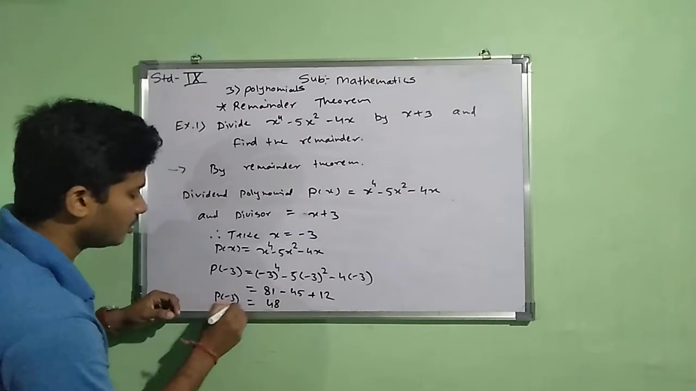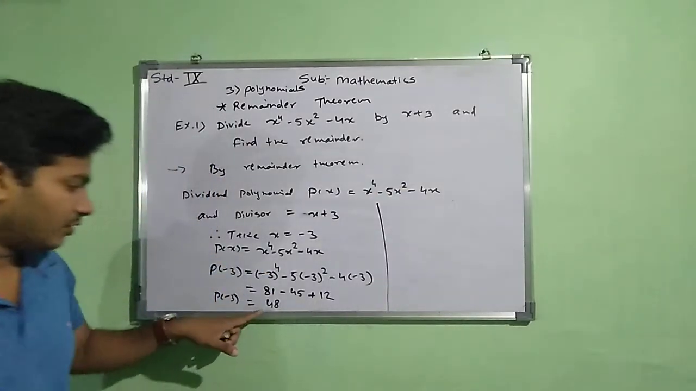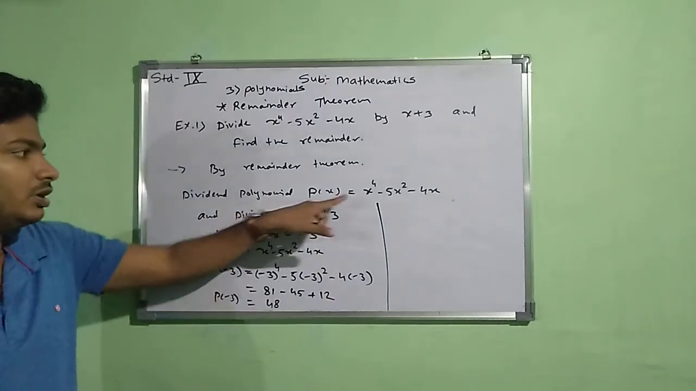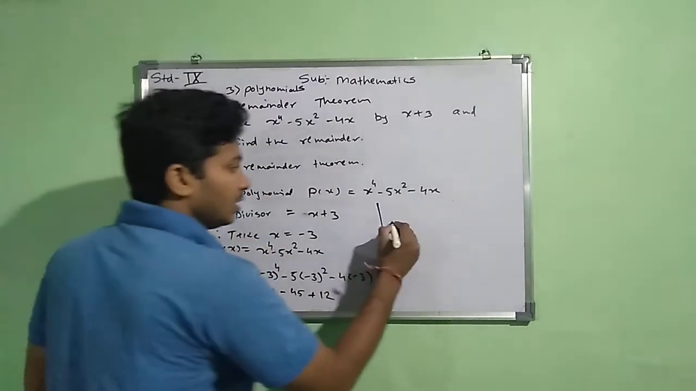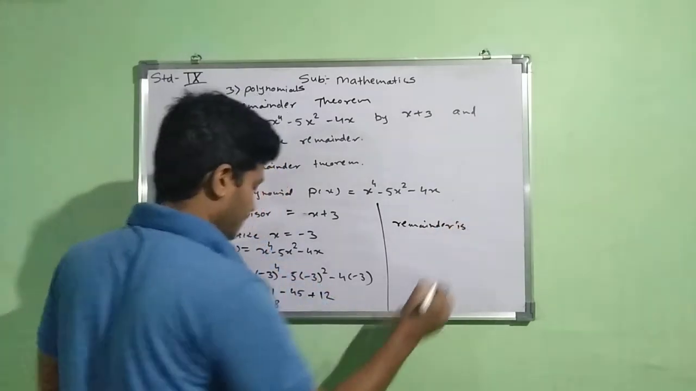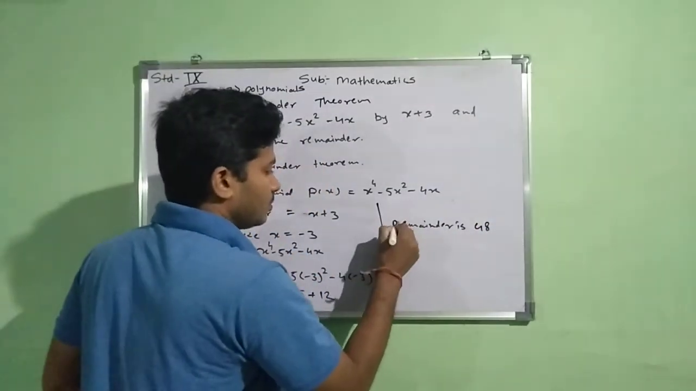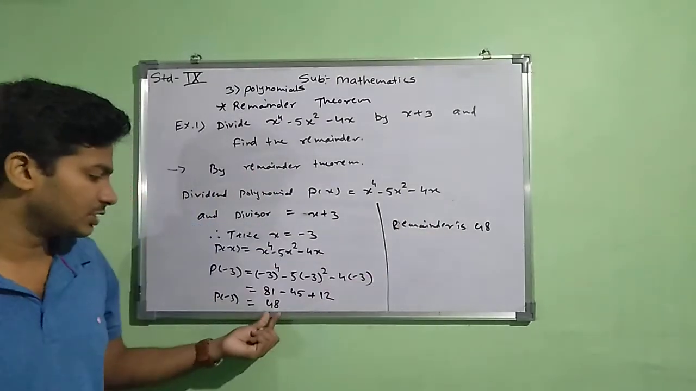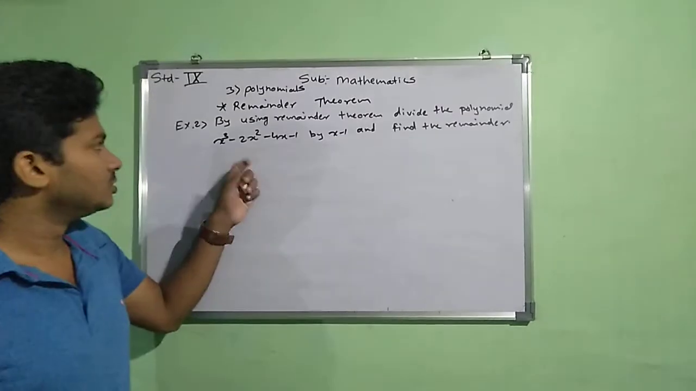Therefore here we got p of minus 3 is 48. We got that 48 after substituting the value minus 3 in our given polynomial. So by the remainder theorem, the remainder is 48. Whichever value you get over here, that is our remainder. So this is the second example.